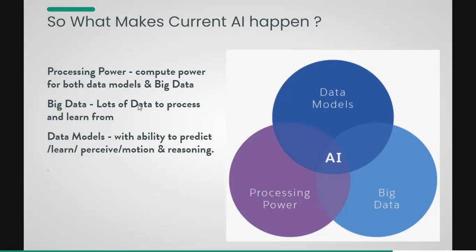There are three horsemen of AI, the most fundamental ones. One is processing power, because remember, as I said, we are using lots of data, and I'm going to introduce a topic called big data. That essentially means lots of data, a terabyte to a petabyte and above, that we'll be using to train a model. Then the third one will be the data models, which is the ability to predict, learn, perceive, reason and solve problems, right?